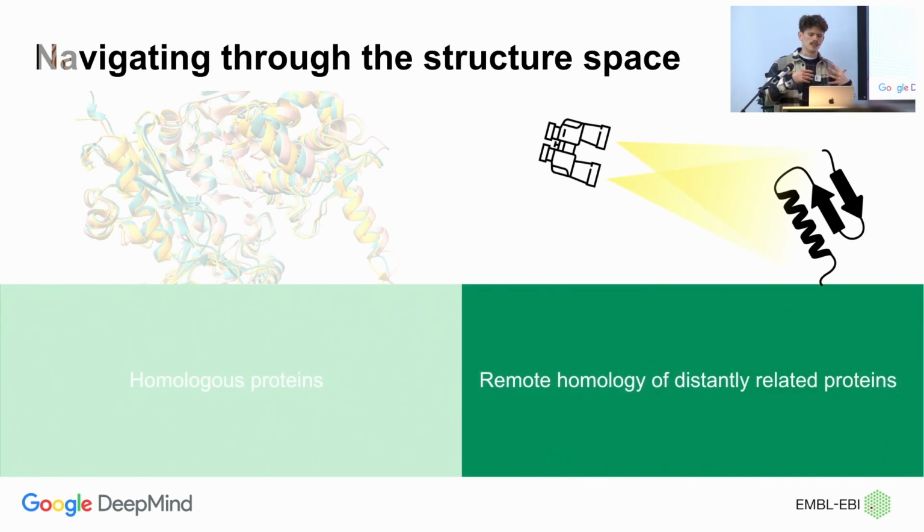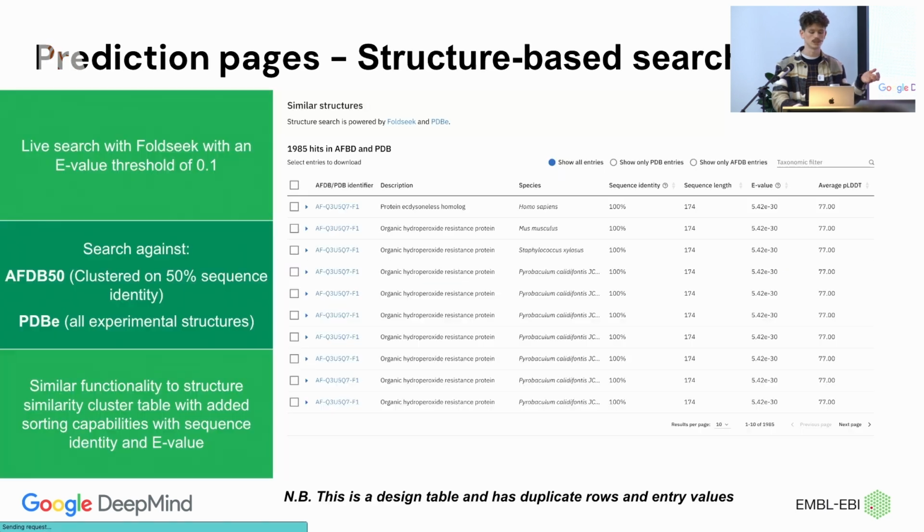OK, but let's say you looked at this cluster table, both on the sequence level and the structure level, and you still can't learn anything about your protein. You think, right, is this a dead end? Well, no need to worry. One of the newest features that we're currently working on, and hopefully going to release soon, is that we're going to let you, as the user, search with Foldseek for remote homology of distantly related proteins.